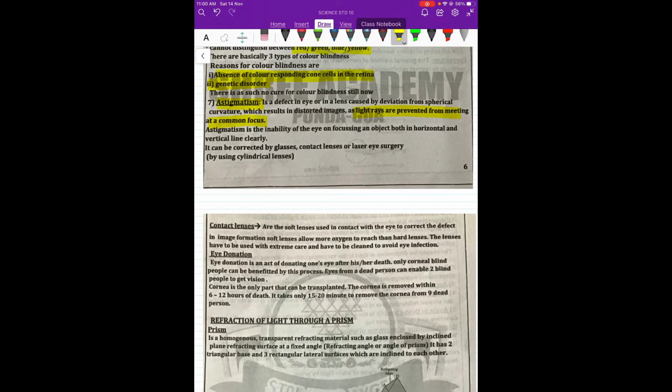So, astigmatism is the inability of the eye to see objects in focus correctly. It can be corrected by glasses, by contact lenses or laser eye surgery.